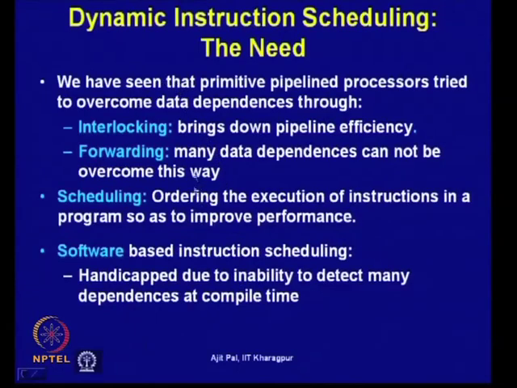Again, this is the kind of recap. We have seen that primitive pipeline processors try to overcome data dependencies through interlocking. That means, whenever there is a hazard, it stalls the processor, which brings down pipeline efficiency. And we have also discussed an approach which is known as forwarding, which is a hardware based approach, where operands are read not from the actual register, but from the pipeline registers, and with the help of that the stalls due to data dependencies are minimized or overcome.